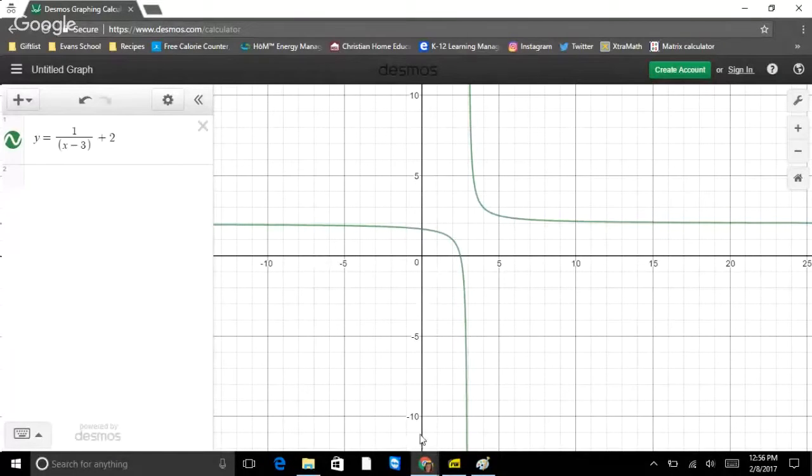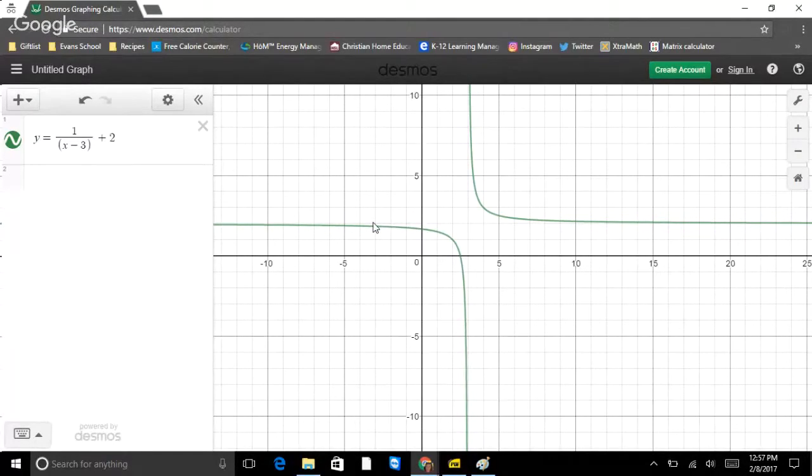Let's look at our range. So our range is good, and then I get here to y equals 2. There's an asymptote at y equals 2. So it's going to be all real numbers except y equals 2. It's 2 plus some number, and this number is always going to have a value. It can never be 0. My range is all reals except y equals 2. That's kind of how we do that.